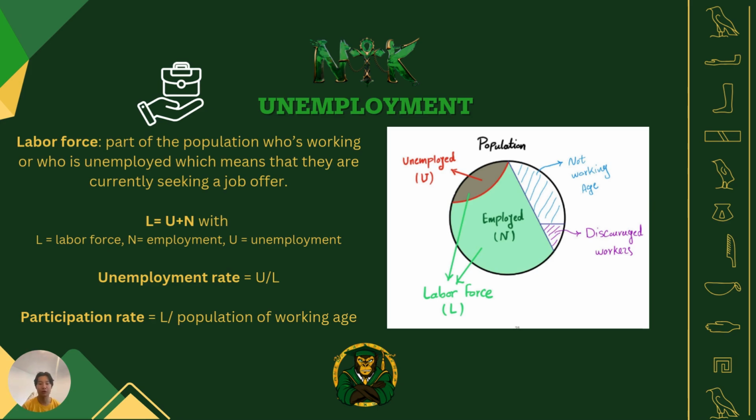Then we have not working ages, so I'll say NWA. And then we have some formulas. L equals U plus N, so labor force equals unemployed plus employed. The unemployment rate is U over L, so unemployed over labor force. And finally you have the participation rate, which is L, labor force, over the population of working age.